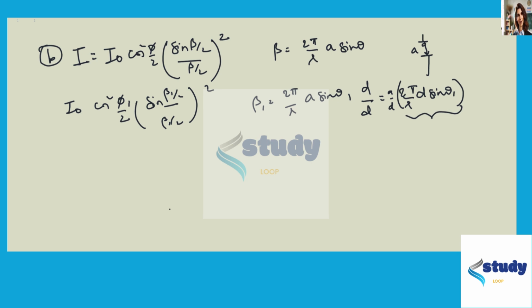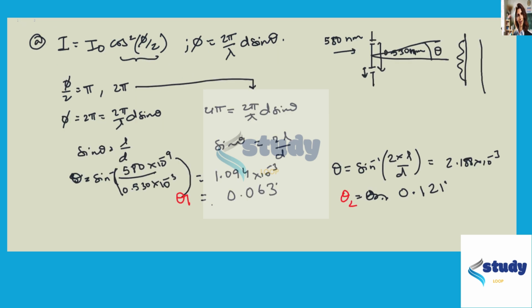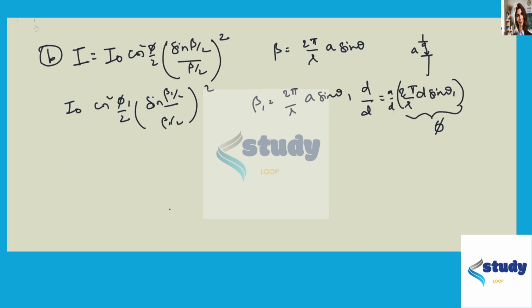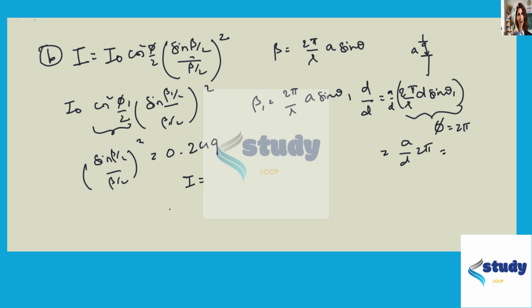At theta 1, this angle, which is phi, if you can remember, 2 pi by lambda d sine theta 1 is phi. So in the first case, it was 2 pi. And this gives us A by d 2 pi. We know the value of A and we know the value of d, and we simply substitute that, and that gives us sine beta by 2 by beta by 2 whole square is equal to 0.249. Notice that the cosine term is 1 because phi 1 is just 2 pi. So for the first case, at the first maxima, the intensity will be I naught times 0.249.